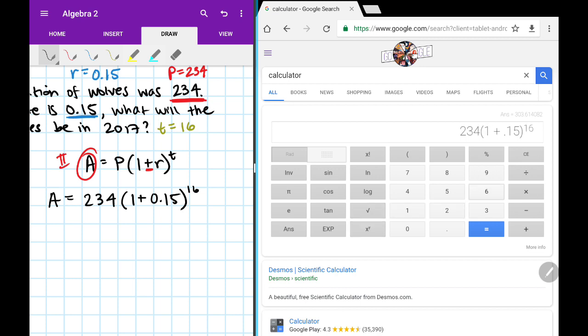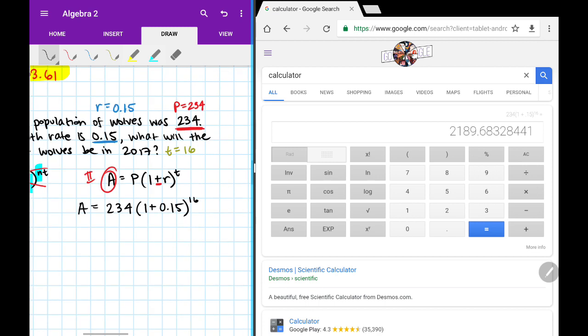You really should practice, by the way, doing this in your calculator. Everyone's calculator is different, so get used to using yours so that on the test you feel comfortable. So it looks like our population after 16 years in 2017 is going to be 2,189.68. Wow, that's crazy. Well, we're talking about wolves here. I can't have 0.68 of a wolf, so I'm just going to round that up to 2,190 wolves, approximately, in 2017.